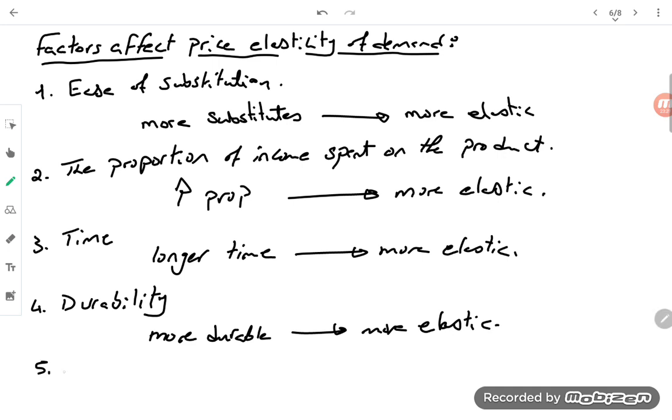And the last factor is addiction, or habit. If you have a certain habit, the possibility to decrease the quantity is lower. Say, for example, I have to drink coffee daily. So this is an addiction. If the price of coffee increases, even if I'm going to decrease the quantity, it's not going to be decreased by a huge amount. So if it is a habit, the demand will be inelastic. If you can get rid of this habit, the demand would be more elastic.